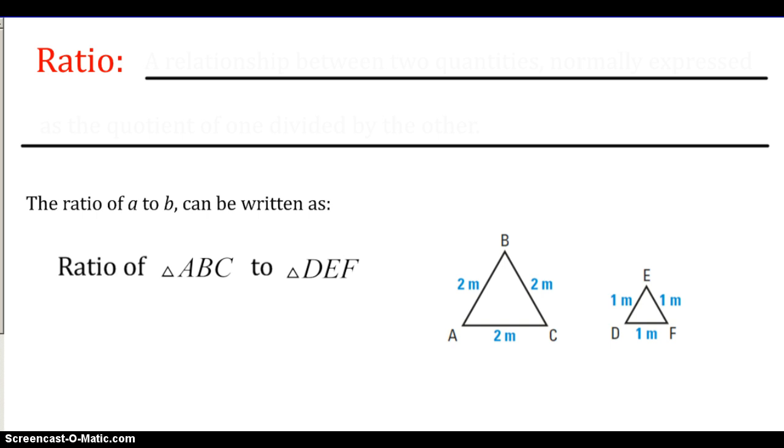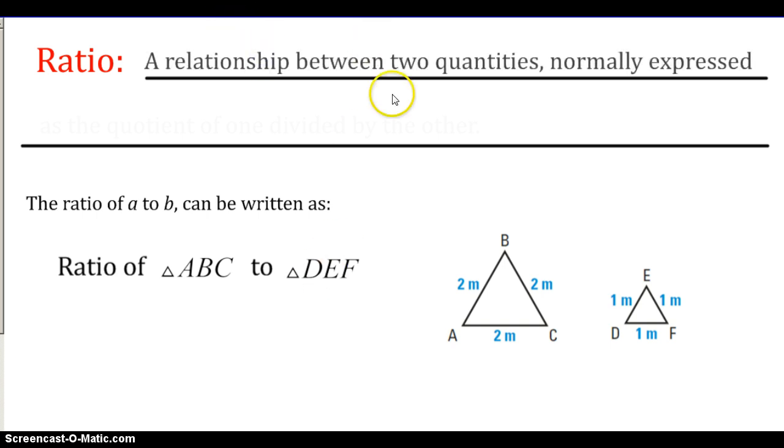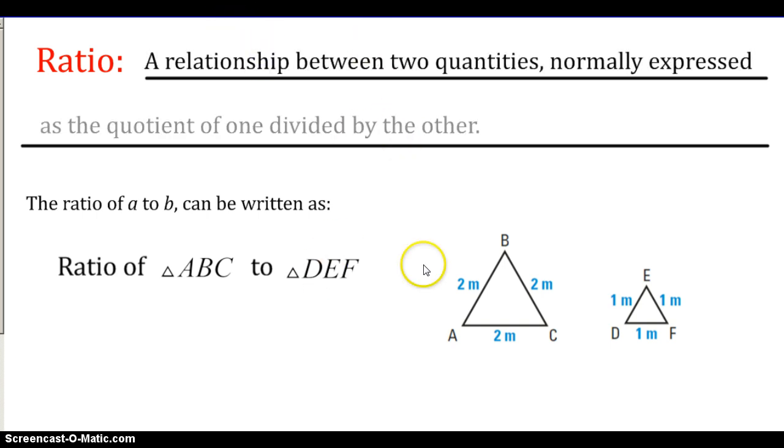What is a ratio? A ratio really means fraction. It is any two numbers that make a fraction. So it's a relationship between two quantities, normally expressed as the quotient of one divided by the other. Instead of writing it as a fraction, we can write it a couple of different ways, but the most common way is just to write it as a fraction.